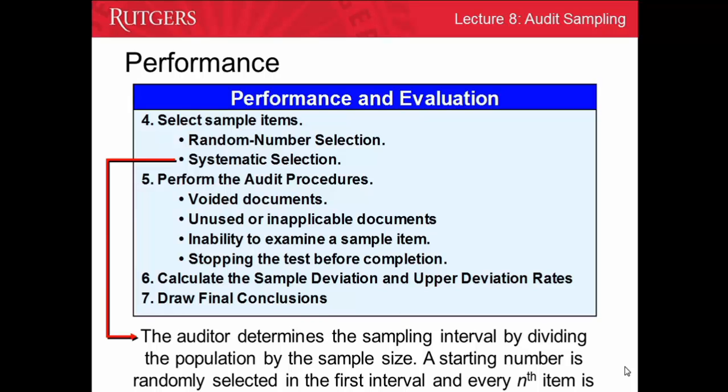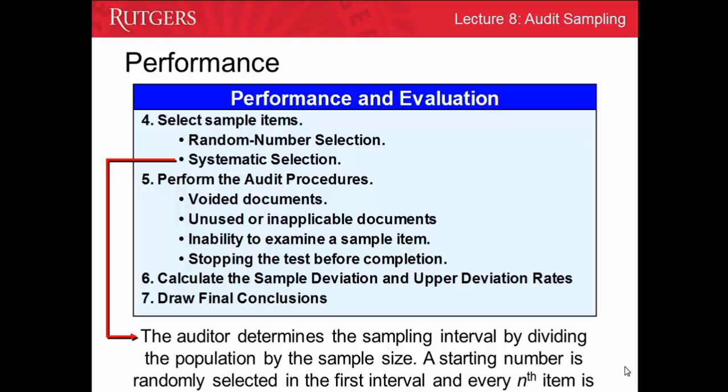The auditor chooses a random number in the first interval, like between 1 and 150. For example, it chooses 125, and that item is selected for testing. The second item is 125 plus 150, which equals 275. Then the third item is 425, and so on.